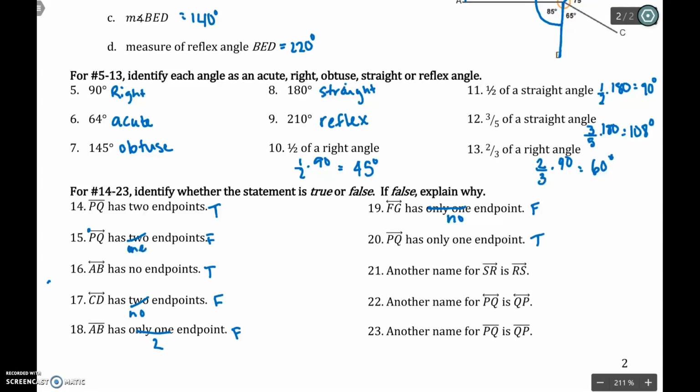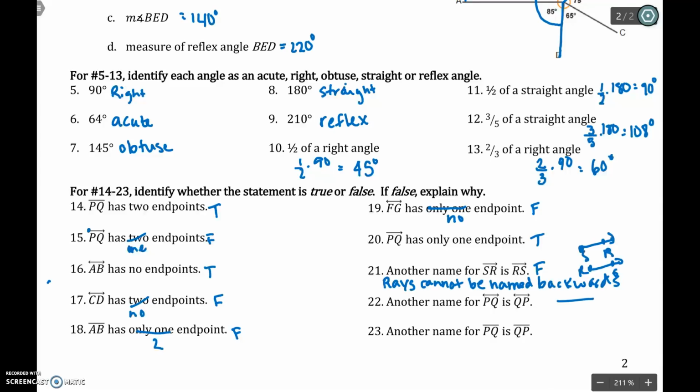Okay. Another name for SR is RS. That is false. Rays cannot be named backwards. And the reason is that SR and RS, the endpoint ends up switching, and that's not okay.